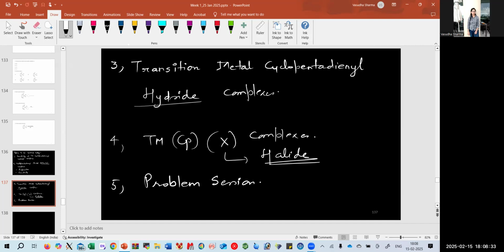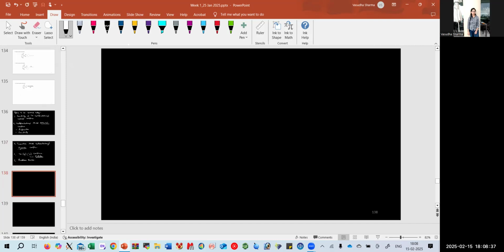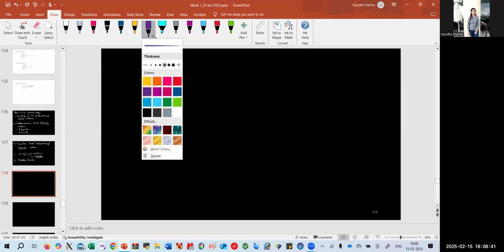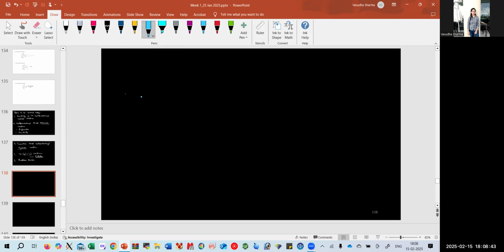Okay, so what we ended up in our last session, just to give you a brief of what we have seen so far. The first topic that we are going to talk about again is cyclopentadienyl metal carbonyl complexes and how they look like.